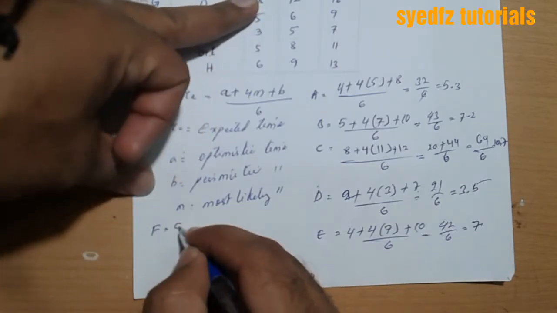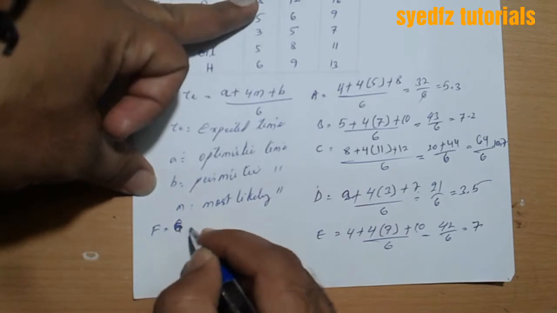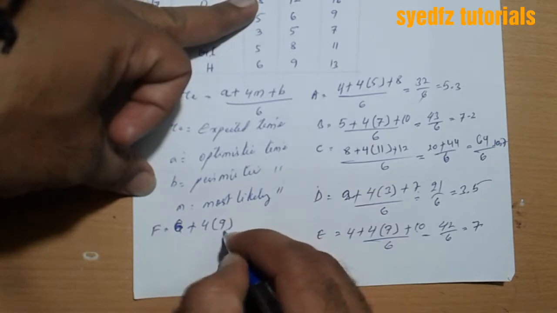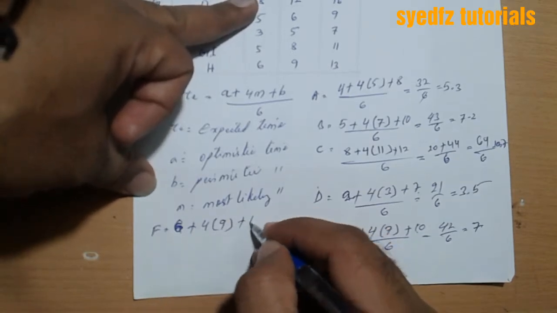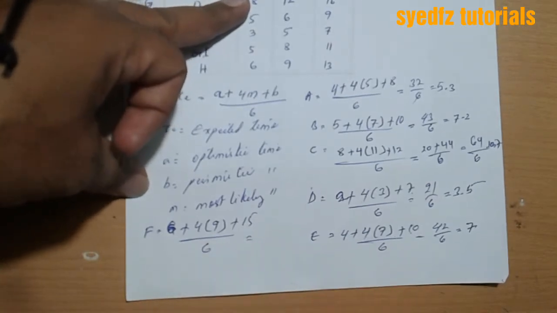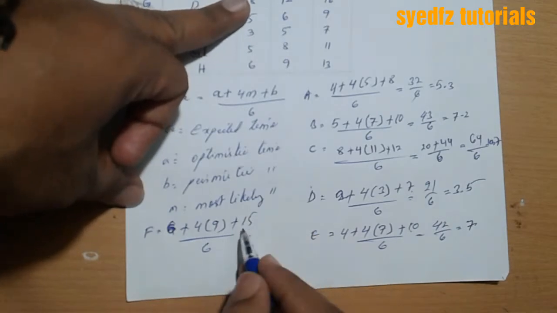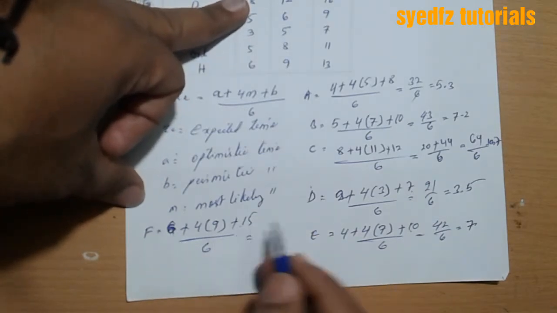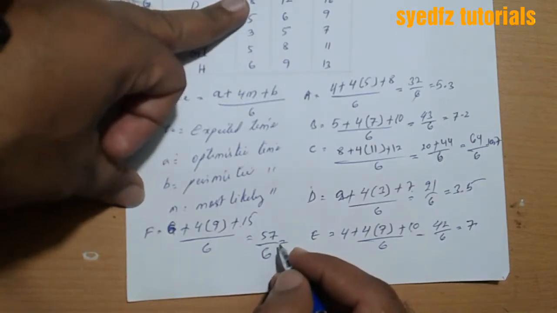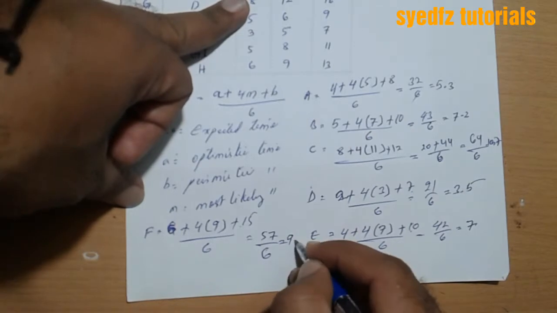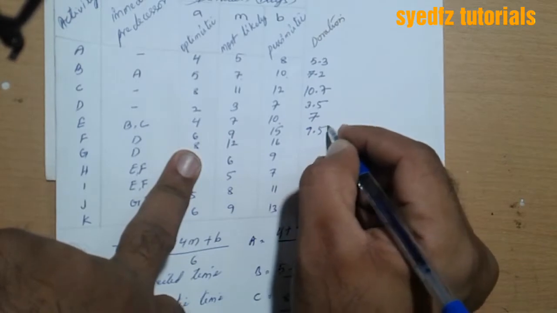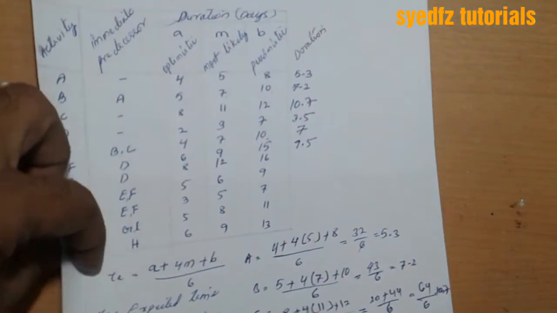Then for F. A is 6, plus the formula 4 in brackets 9, plus most likely is 15, divided by 6. 9 fours are 36, 42, 57, divided by 6. 57 divided by 6 is 9.5. So take here 9.5.